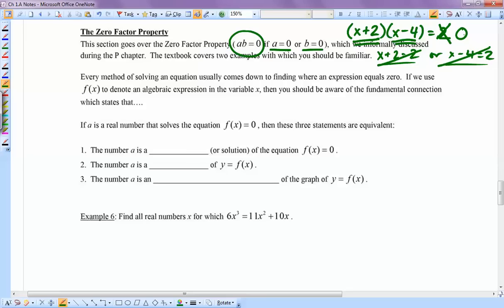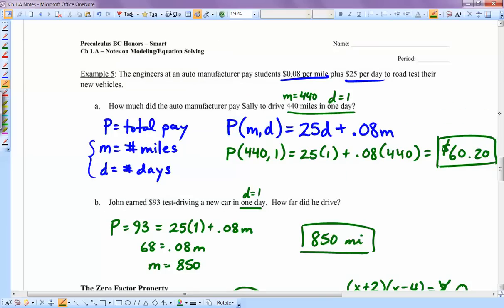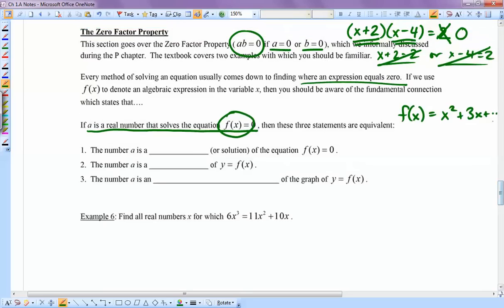So a lot of problems that we do, you end up having to get something to equal 0, right? An expression equals 0, and then you solve that. So there are a few different ways of saying the same thing. One is if a is a real number and it solves f of x equals 0. So that means you've got some function with a bunch of x terms in it, whatever you want here, and you're setting it equal to 0. And the solution here, you're saying one of the solutions is a.